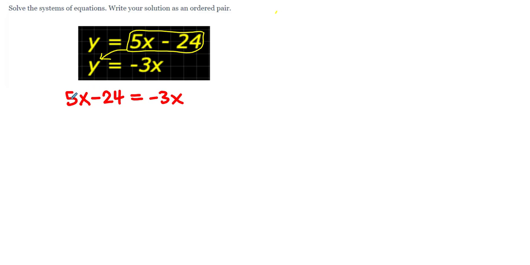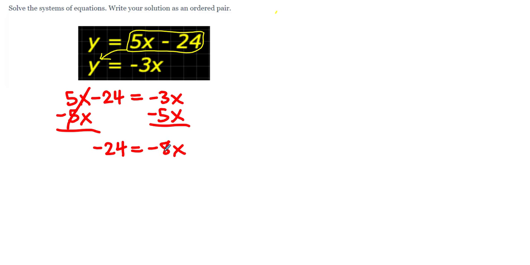On the left, I have an x term and a constant term, and on the right side, I have just an x term. So this is where I'd like all my x terms to go. So I will begin by subtracting 5x on both sides of the equation. The positive 5x, negative 5x cancels. So that's going to simplify the left side to being just negative 24. And then negative 3x minus 5x is negative 8x.